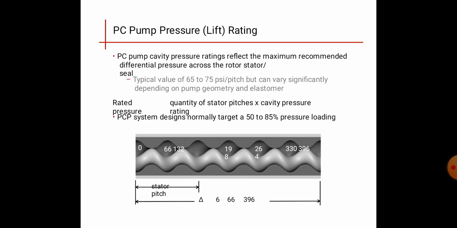Progressive cavity pump pressure rating. The PC pump cavity pressure rating reflects the maximum recommended differential pressure across the rotor and stator seal. The typical value is between 65 to 75. The PCP system designs normally target a 50 to 80% pressure loading.